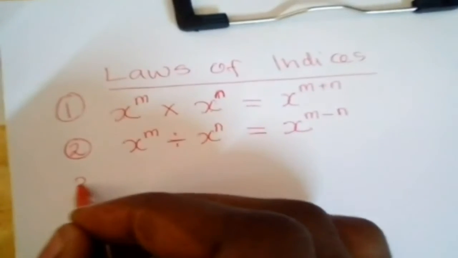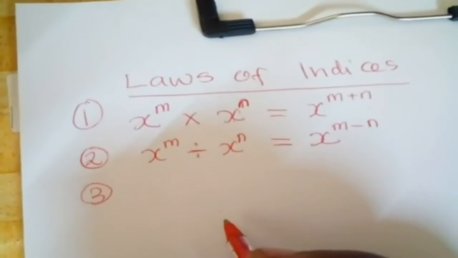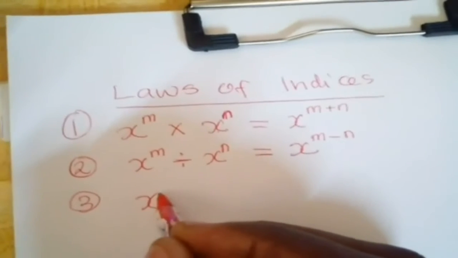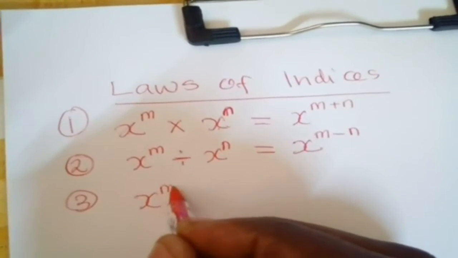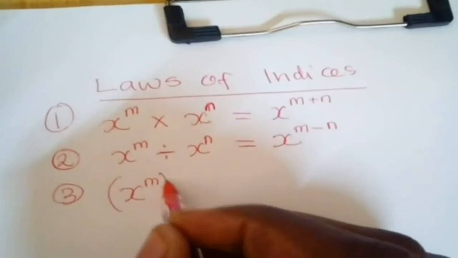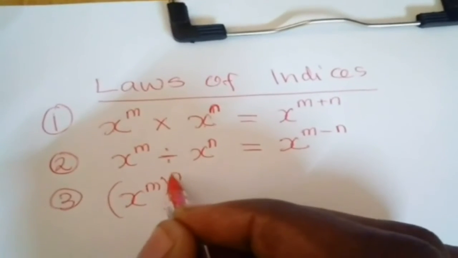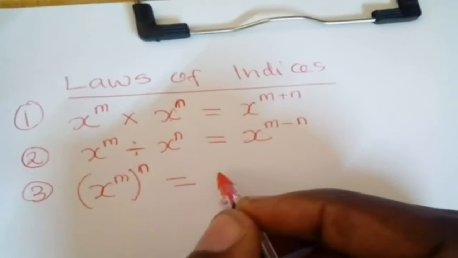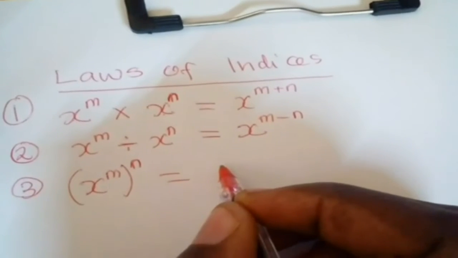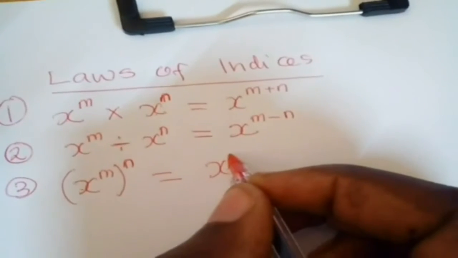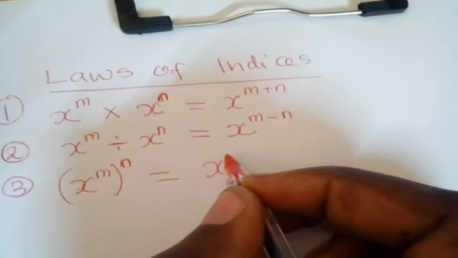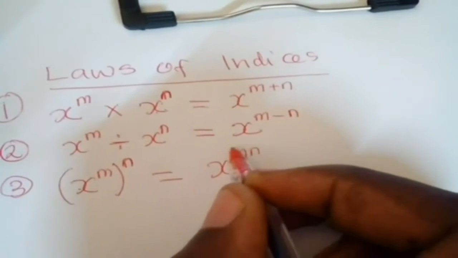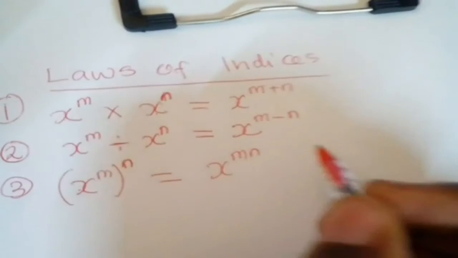The third law of indices is that when you have x, let's say you have x raised to the power m in brackets, and it's being raised to n, like this, the answer you're going to get is x, the same x, raised to m times n. So these powers are multiplying here, m times n, like that.